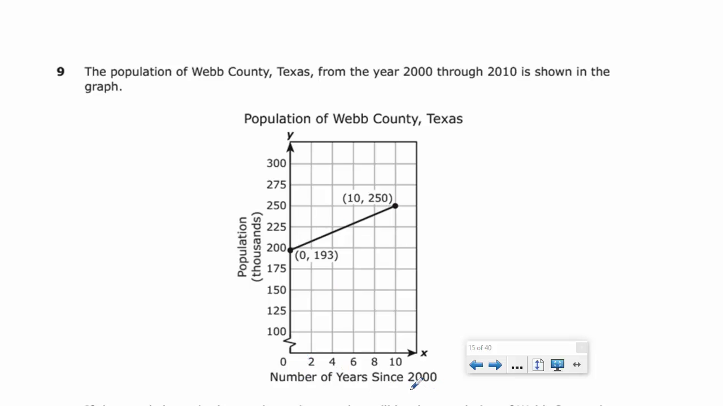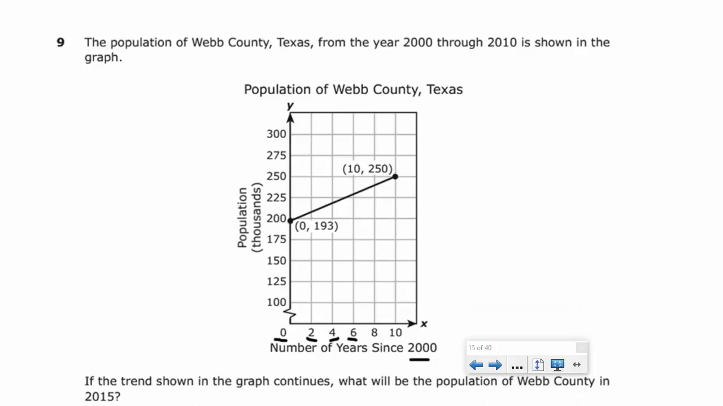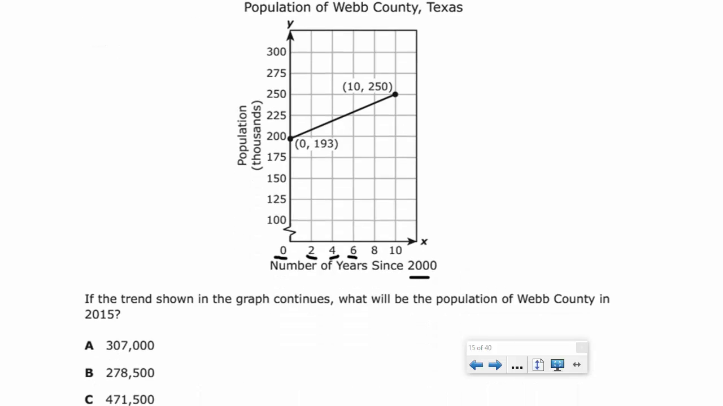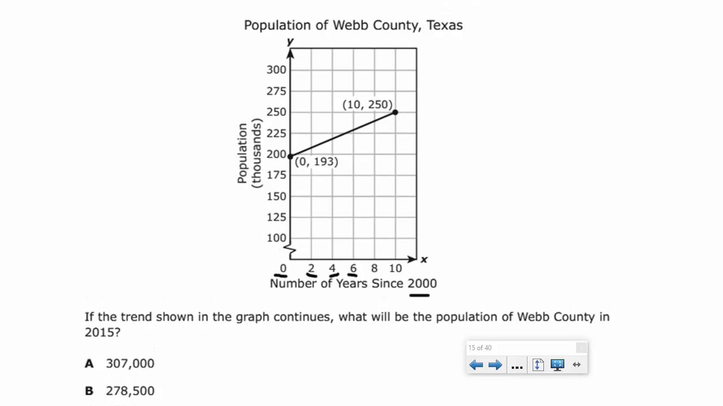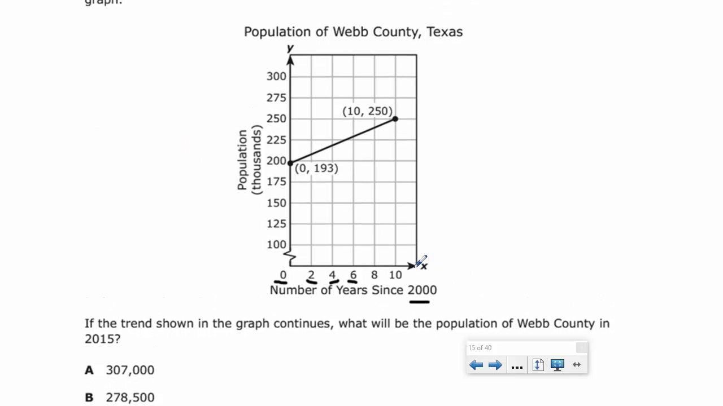And this is the number of years since 2000. So 0 right here represents the year 2000. This will be 2002, 2004, 2006, and so on. All right, so the question that they're asking me, if this trend continues on the graph, what would the population of Webb County be in 2015? As you can see, this stops here at 2012. It doesn't go to 2015.